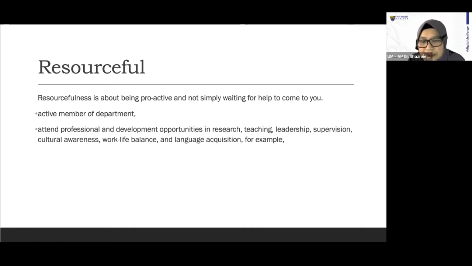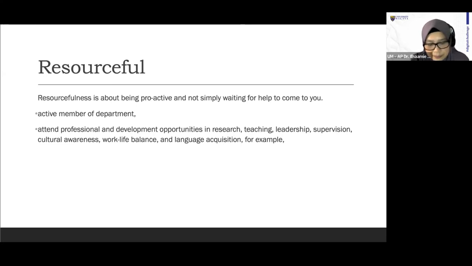Is there anybody from the language faculty who would like to add about language acquisition, language programs, language courses? How are we going to equip ourselves with language skills, especially English or other languages like Korean, Spanish or German? Anybody from the language faculty? Okay, if there's no one, I would like to continue.